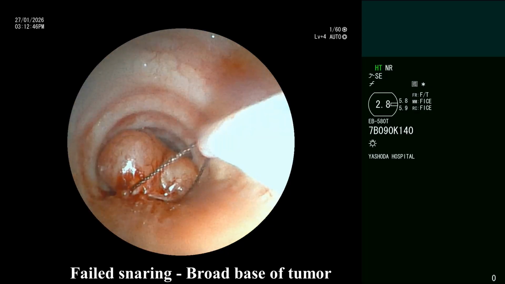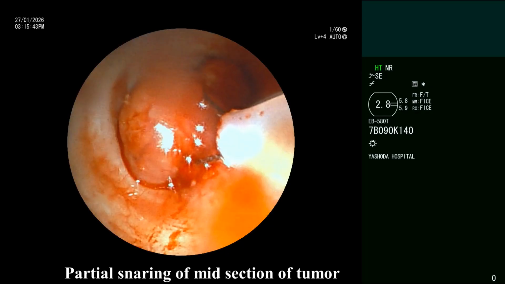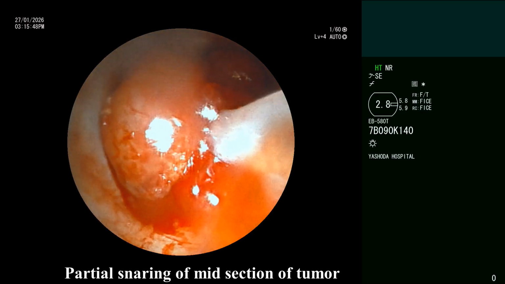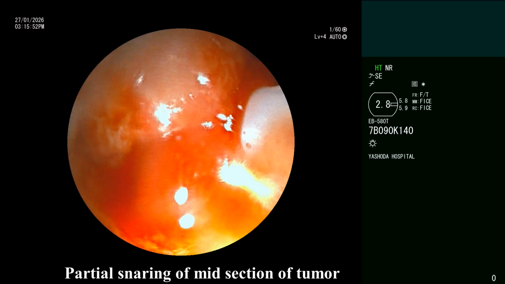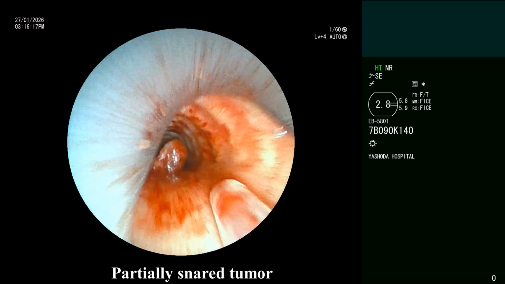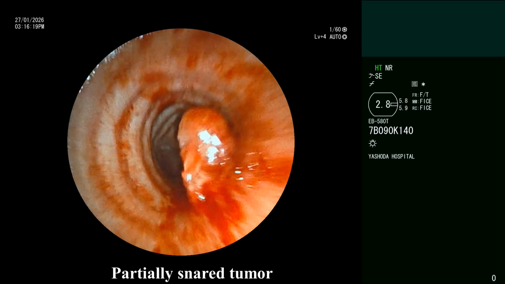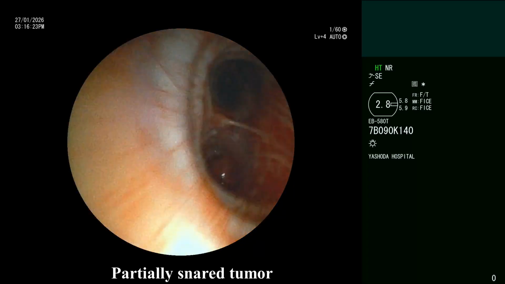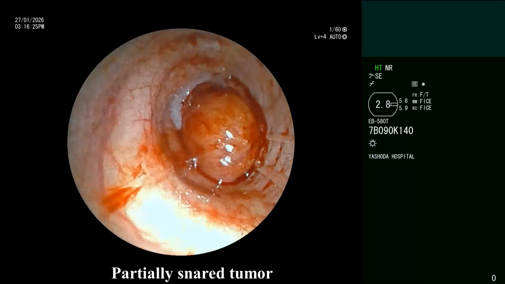So a decision was taken to partially resect the tumor and then retrieve. So now we are passing the electrosurgical snare through the mid portion of the tumor to cut the tumor into two halves so that we can dislodge the tumor. Once the mid portion of the tumor is snared, a portion of the tumor gets dislodged into the left main bronchus, which is then removed with the help of the cryo extraction.